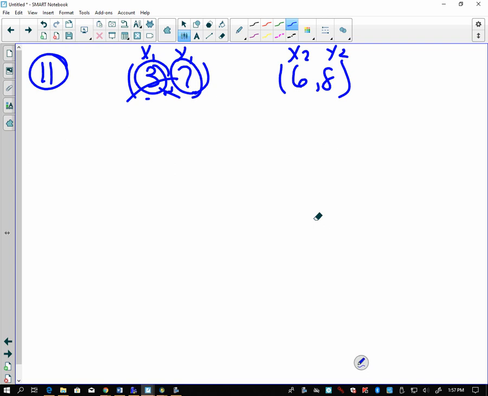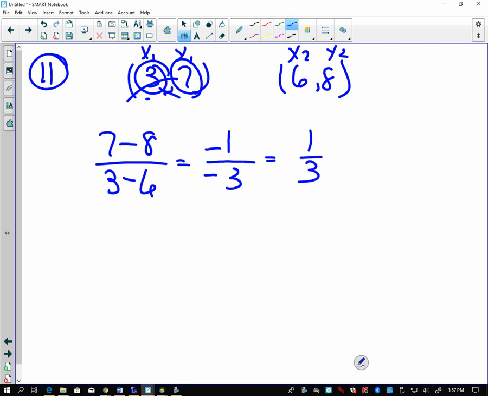All right, so if I'm doing y1 minus y2, that's 7 minus 8, right? And then I would do x1 minus x2. That would be 3 minus 6, correct? Well, 7 minus 8 is negative 1, and 3 minus 6 is negative 3, giving me a slope of 1/3. Give me a second here. All right, so we get a slope of 1/3.